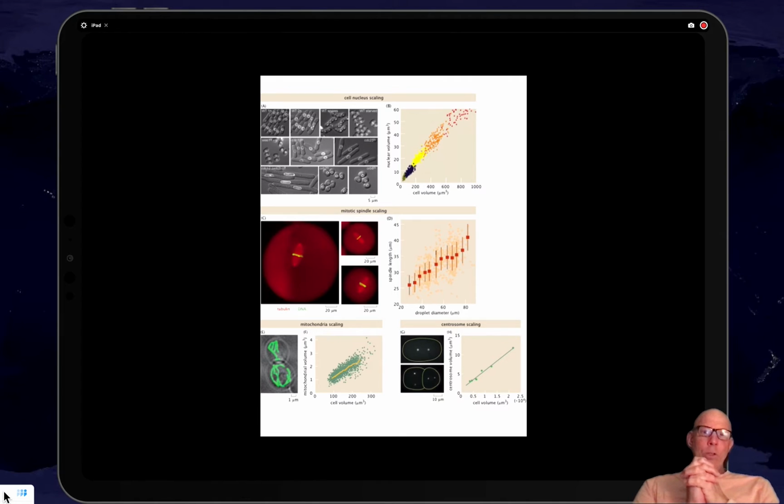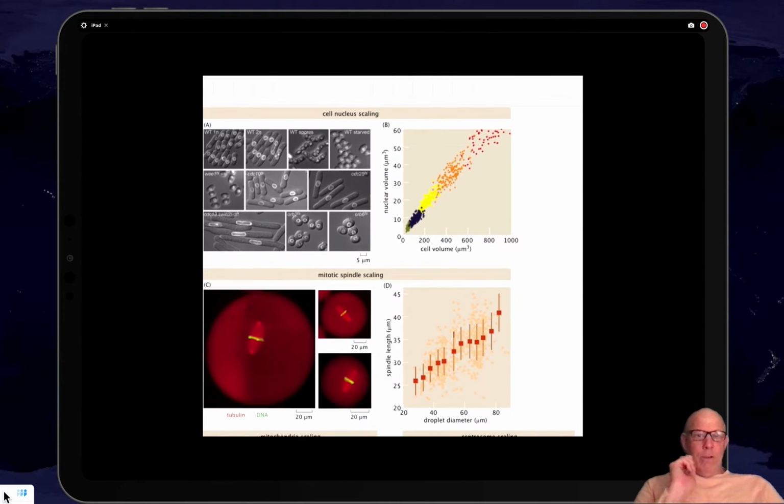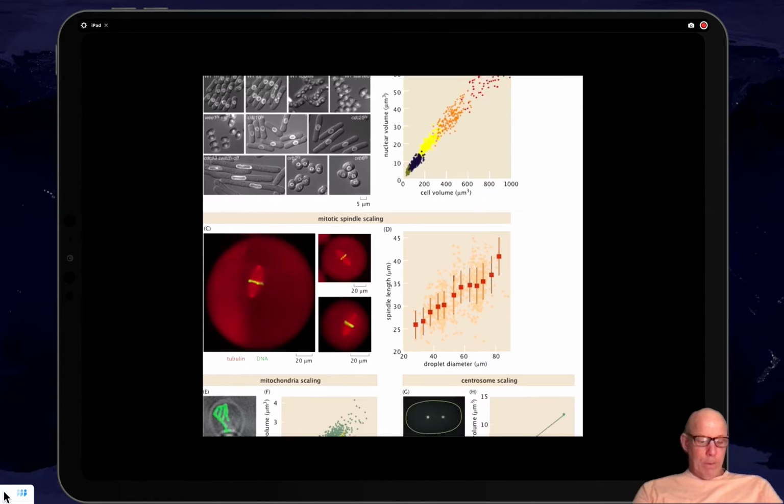So what you see on the top is the scaling of the size of the nucleus in pombe, which is a yeast cell. So these are different than the brewer's yeast that maybe some of you are used to, but this is also a key model organism. And what you see plotted on the right is the cell volume on the x-axis in microns cubed, and then on the y-axis is the nuclear volume. So that's a scaling relationship that's interesting.